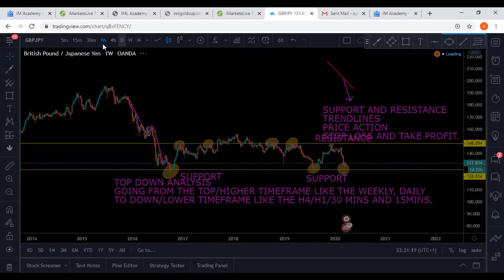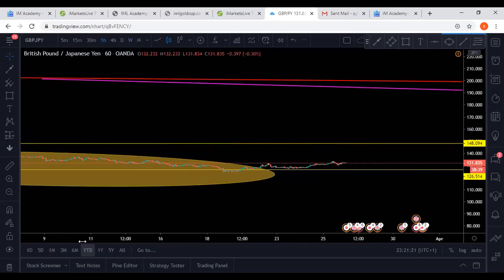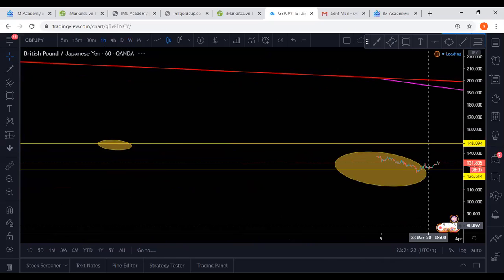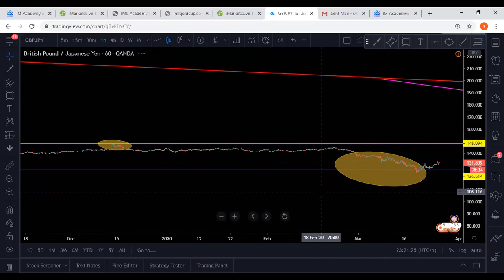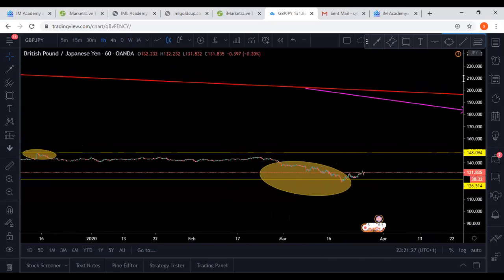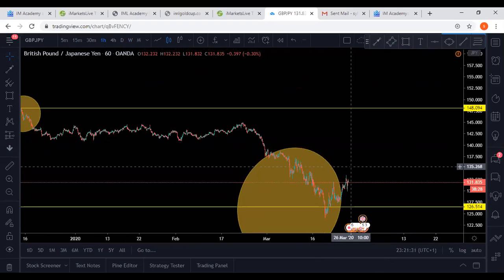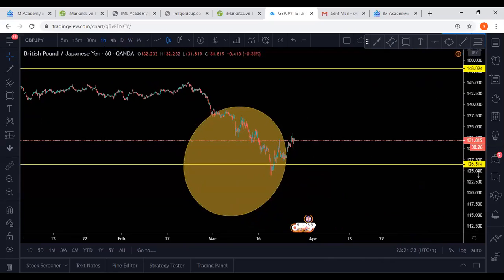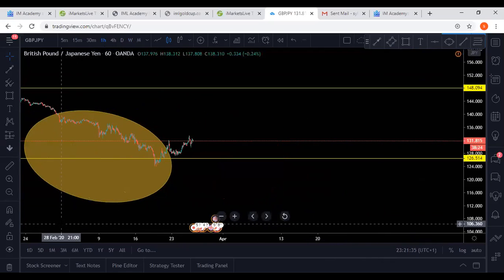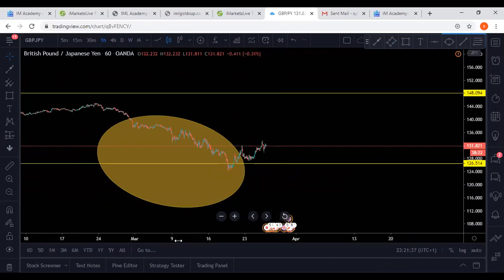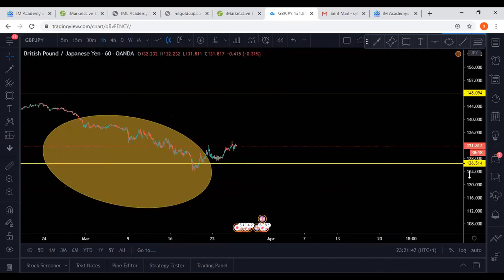To find my entry, I like to go down to smaller time frames, like the 1 hour, 30 minutes, 15 minutes. That's where I like to find my entries. How you can find your entries is based on candles. I saw someone dropped Candlestick Bible yesterday in the group chat. Thank you so much.